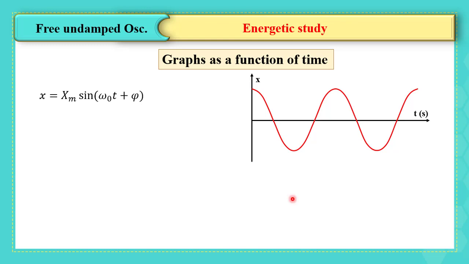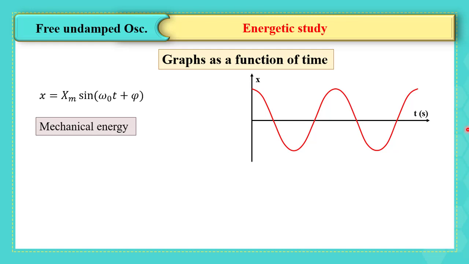Now, in the study of energy as a function of time, remember in the whole study that x equals xm sine(omega 0 t plus phi), and it is represented as a sinusoidal function that varies between the positive and the negative values.